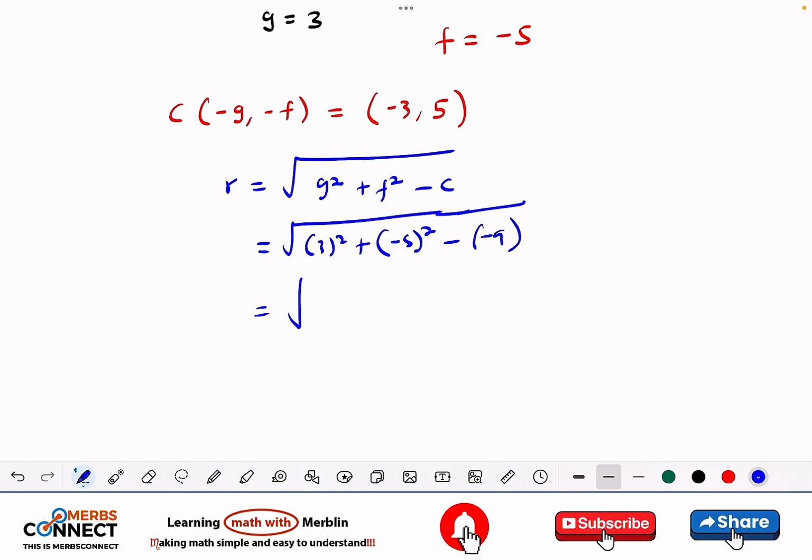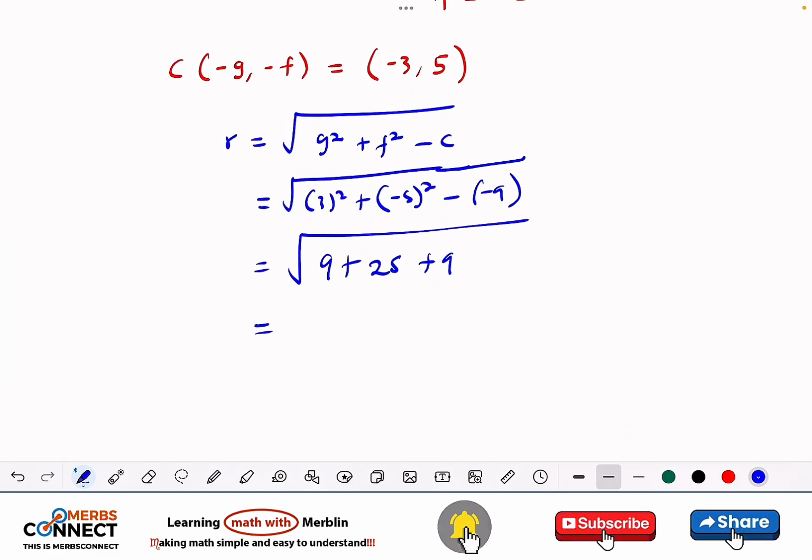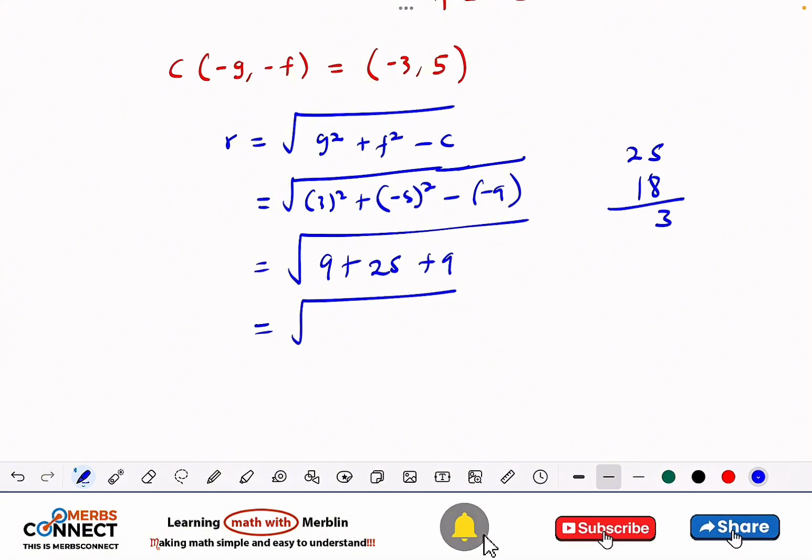So radius is 9 plus 25 plus 9, and this is going to give us something like, so 9 plus 9 is 18. 18 plus 25, this is going to be 43, and this is going to be, oh, what am I going to get here? 44, right? Those who are using calculator, confirm it for me, right? So this is going to give us root of 44.